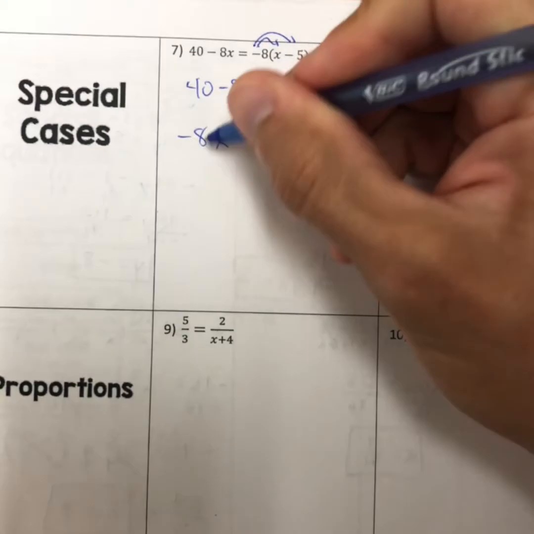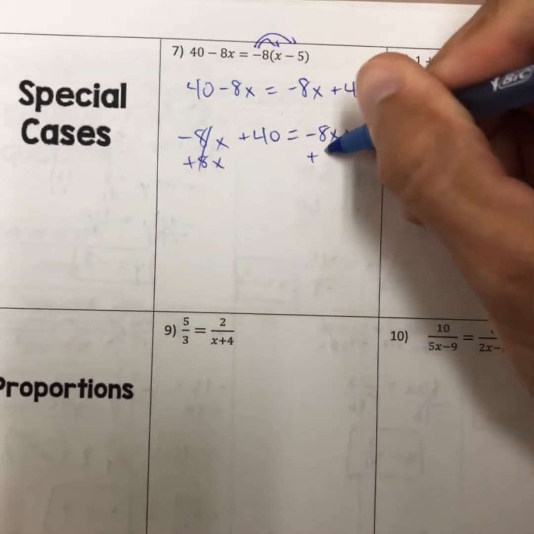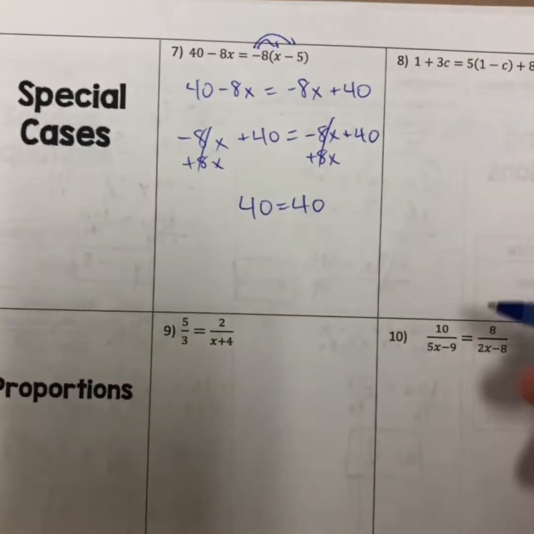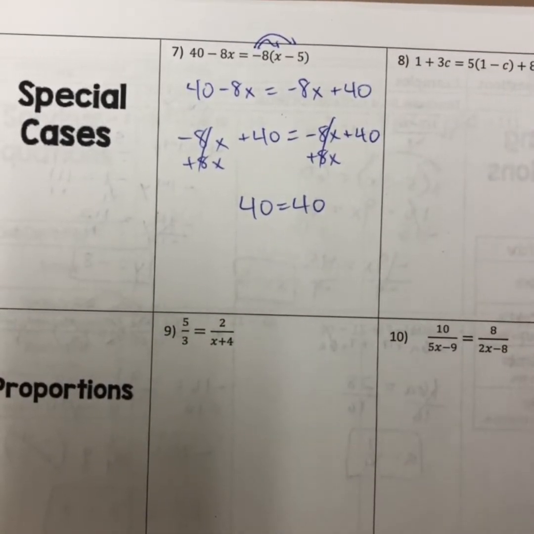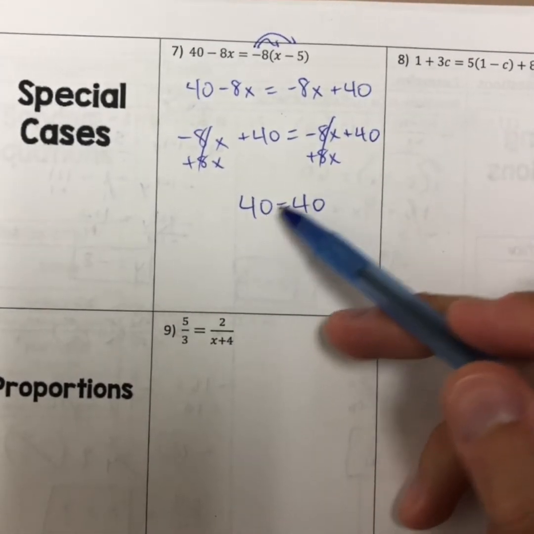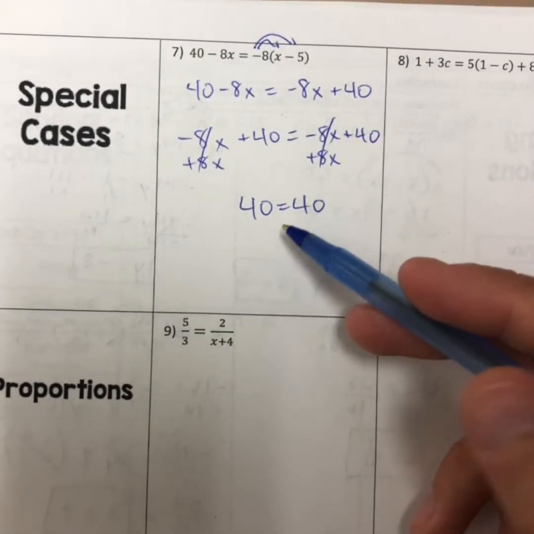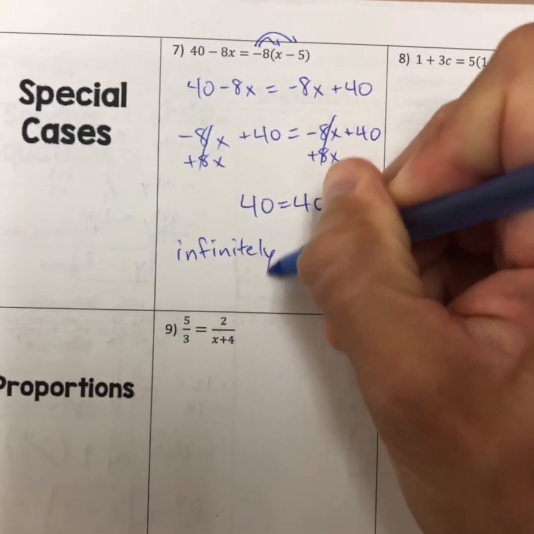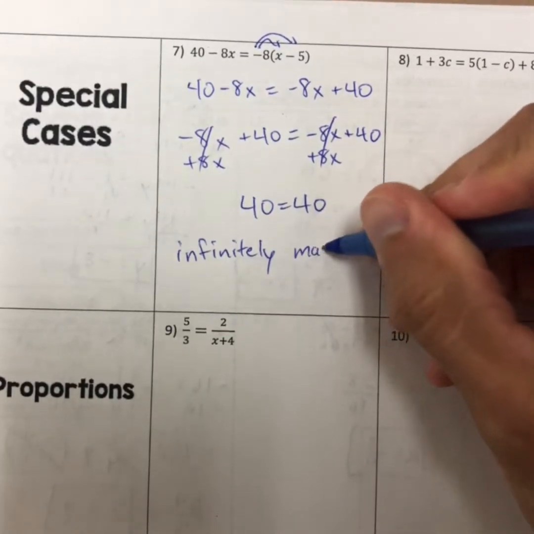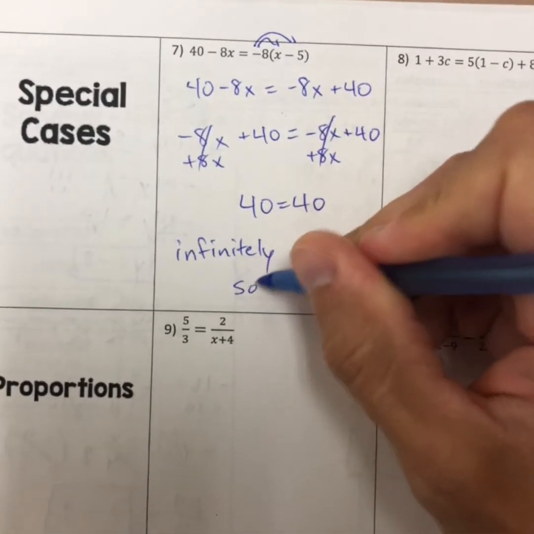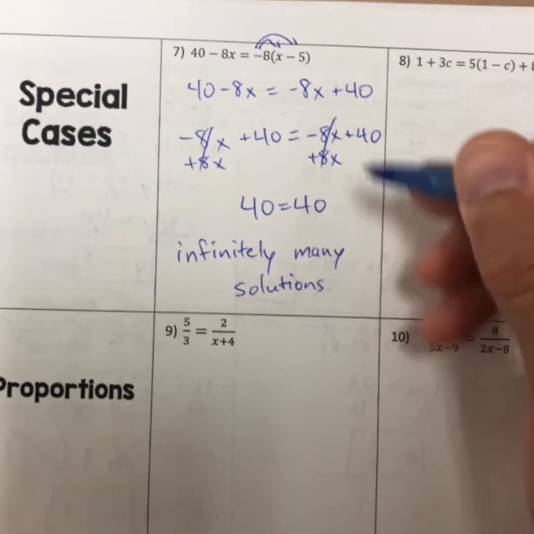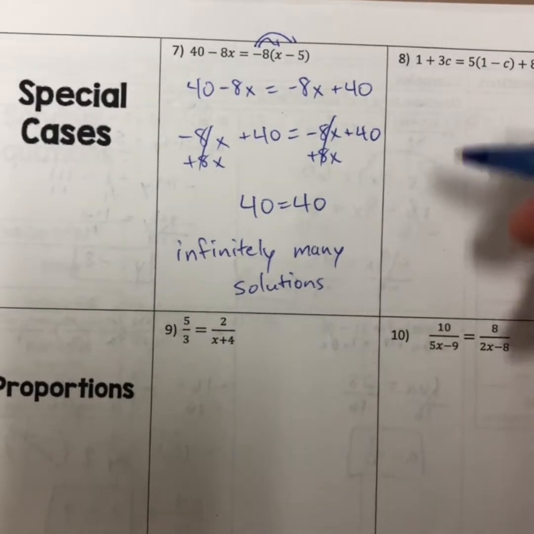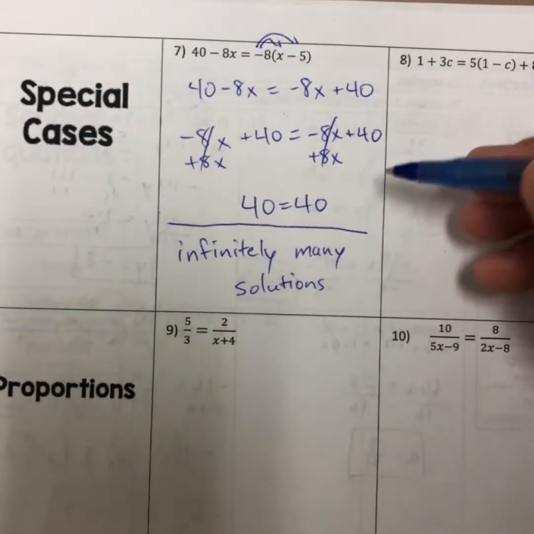So we could eliminate the 8x if you want to add that to both sides, but some of you might already be remembering when you get a true statement, what does that mean in terms of the equation? Well, it means that there's all real solutions. So you could say infinitely many solutions here. That means for whatever value you plug in for x, it will work out to be a solution. It does not matter what number we plug in for x, it's going to work, since they cancel out. So infinitely many solutions or all real numbers would work for that as well.